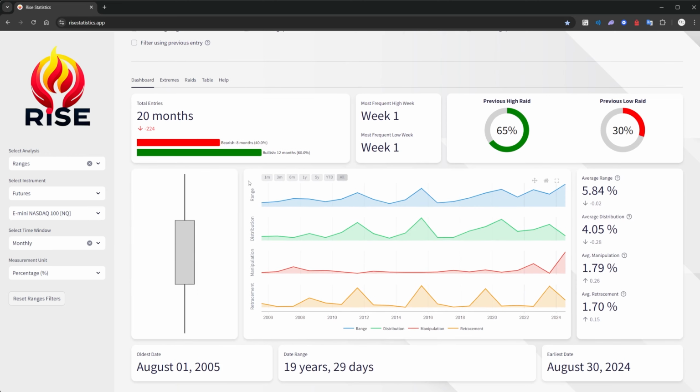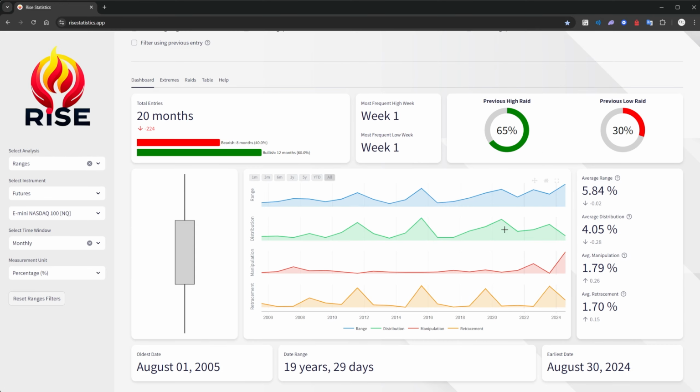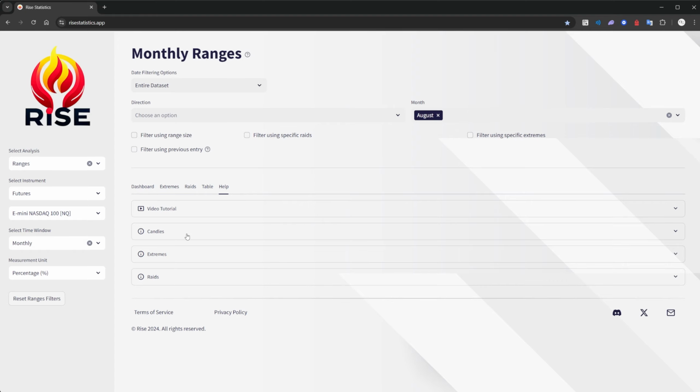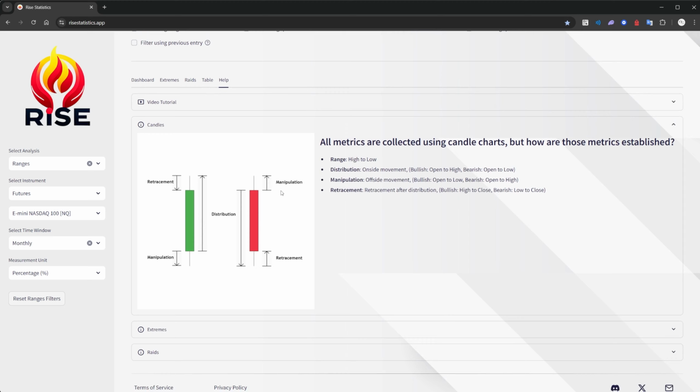Also, one thing I don't often go about, having this measurement unit in percentages is how I like to do it, but we can see some average levels. Now, as I said, this is not something I cover quite often, but these levels are the levels of the range, the distribution, manipulation, and retracement. These are your average levels that you are looking for. Now, distribution and retracement and manipulation are all aspects of this candle. If you are a Rice Statistics user, you can always go ahead and see the explanation here, but just for us, we'll cover it.